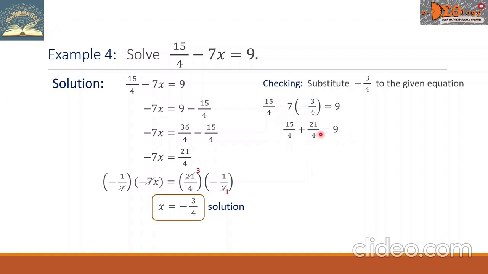We have like fractions on the left side, so we can add the numerators directly. 15 plus 21 is 36 all over the common denominator, which is 4. The quotient 36 over 4 is 9, which is equal to the right-hand side value. So, since the left-hand side equals the right-hand side, negative 3 over 4 is the solution of the given equation.